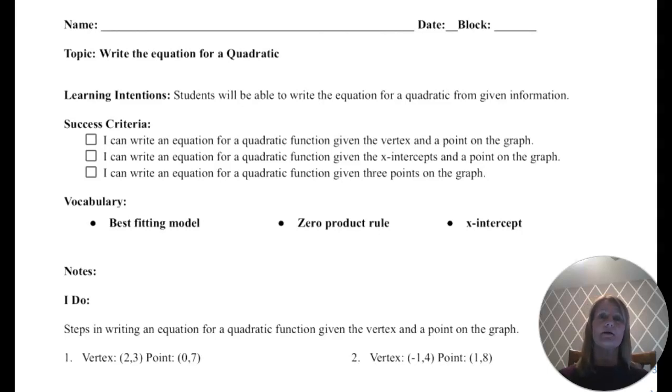Again, your learning intention is that you're going to be able to write equations given whatever information I give you. The first one that we're going to talk about, and this will probably be a three-part video, is to write the equation for the given function if you're given the vertex and a point on the graph. So we're going to start that.